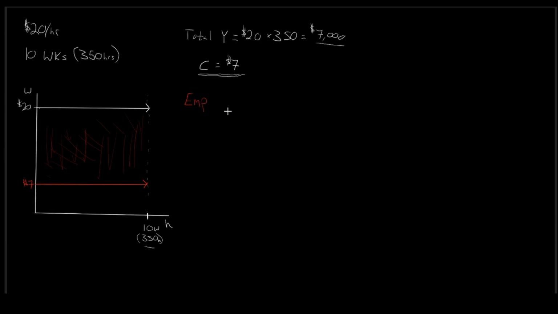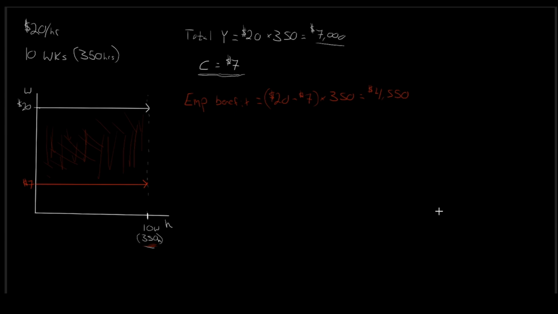And so we would get an employment benefit, and that employment benefit would be $20 of income, minus our $7 an hour of cost, times the number of hours over our time horizon, so times 350. In this case, 20 minus 7 is 13, times 350. That gives us $4,550 as the benefit we get from employment.